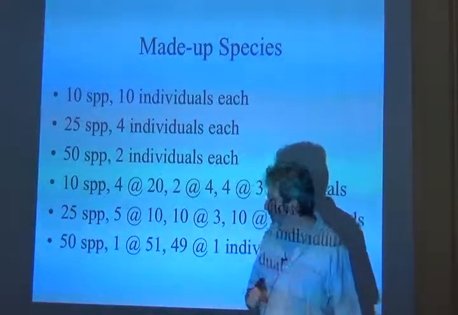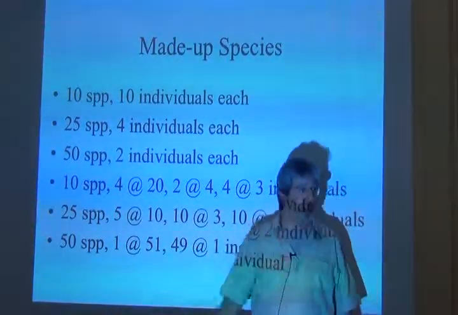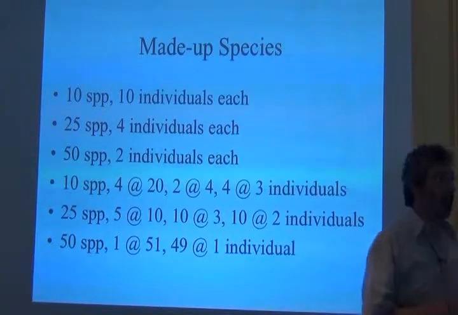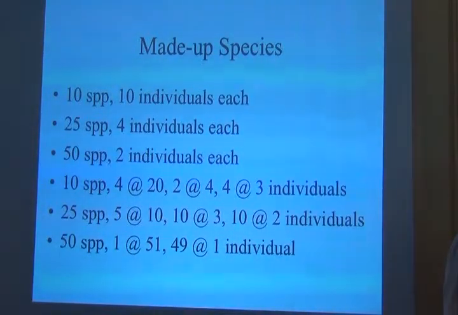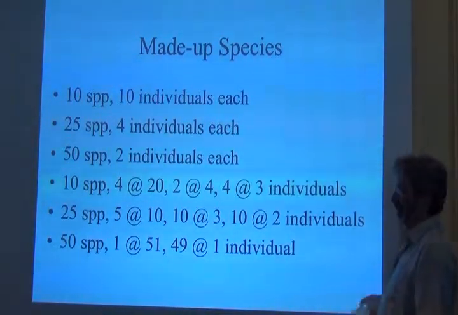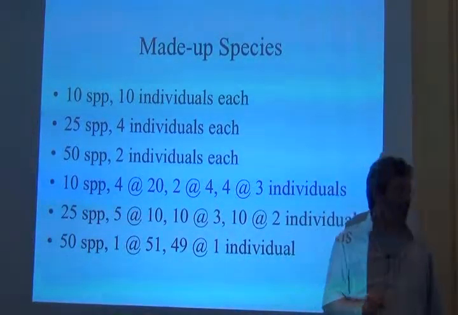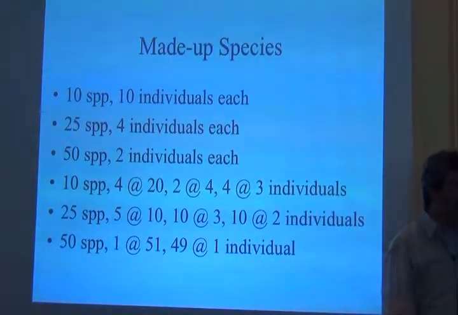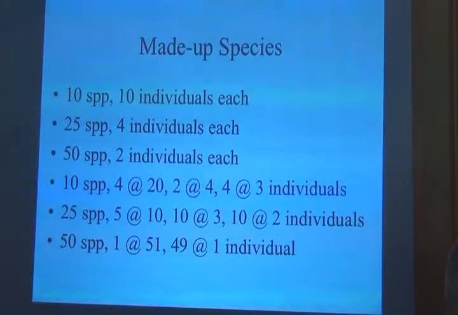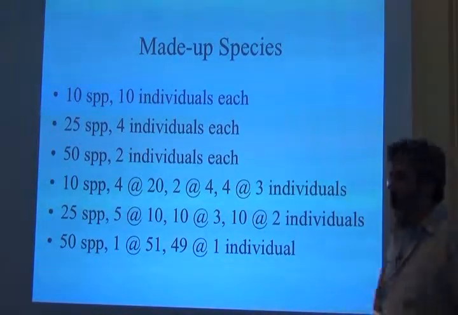In the worst case, this was a really mean one. In this one with 50 species, there was 1 species that had 51 individuals, and then 49 species that have 1 individual. So you know those are going to be pretty badly sampled. Okay? So here's the deal.